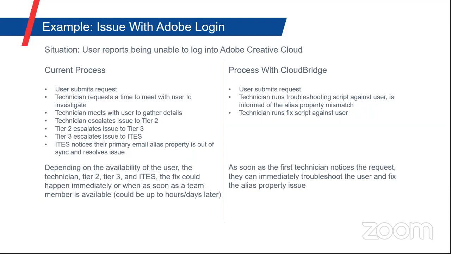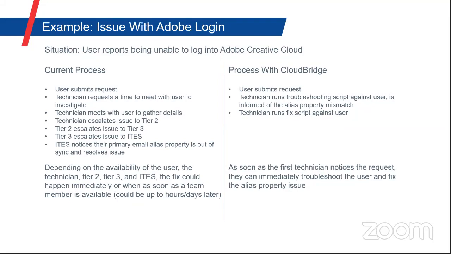A situation is that a user reports being unable to log into Adobe Creative Cloud. Well, this is some problem with their identity somewhere. So the user submits a request. The technician requests a time to meet the user and figure out what's going on. They gather details, and they may need to escalate it to tier two. Tier two is going to look at it and say, oh, I know it's this thing, or escalate it to tier three. And then it eventually ends up in ITES. ITES gets the ticket and sees, oh, their primary email alias is out of sync, and we fix that issue. It could take hours. It could take days if people are out of the office or working on other tasks.